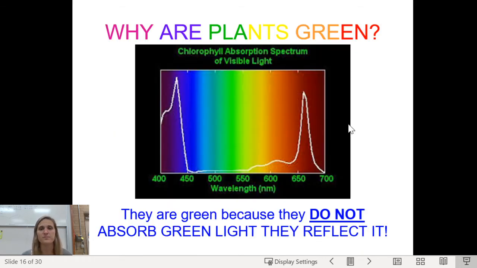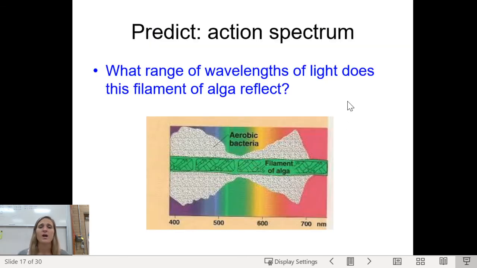This is important. So why are plants green? You need to write this statement down. They are green because they do not absorb green light. They reflect it. And you can see chlorophyll is the pigment in plants that is used for photosynthesis. And you can see on this spectrum, they're absorbing this purple and some of the blues, and then once you get down here in the green area, it's reflecting, and then it picks back up and is absorbing that orange and red.